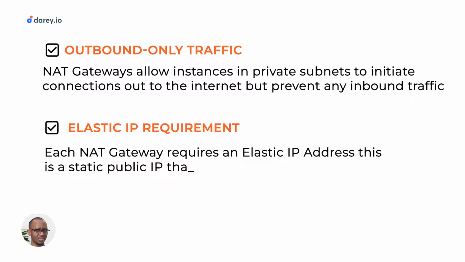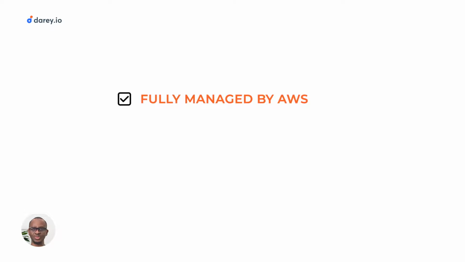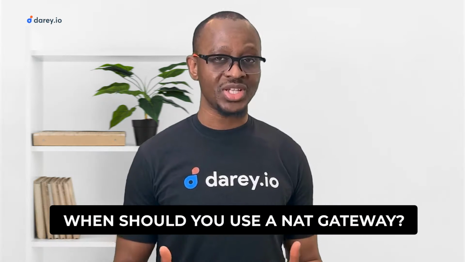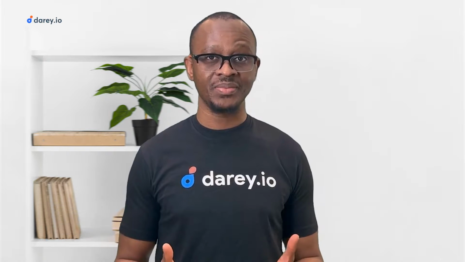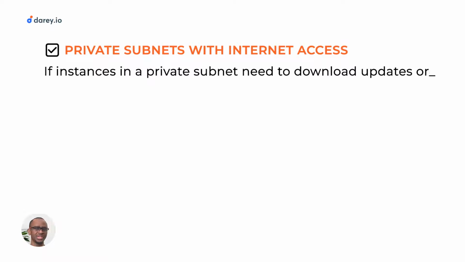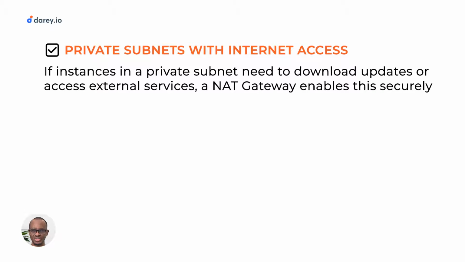This is a static public IP that AWS assigns to your account, fully managed by AWS. AWS takes care of all the maintenance, patching, and monitoring, so you don't have to. When should you use a NAT gateway? You'll typically use a NAT gateway in the following scenarios. Private subnets with internet access. If instances in a private subnet need to download updates or access external services, a NAT gateway enables this securely.